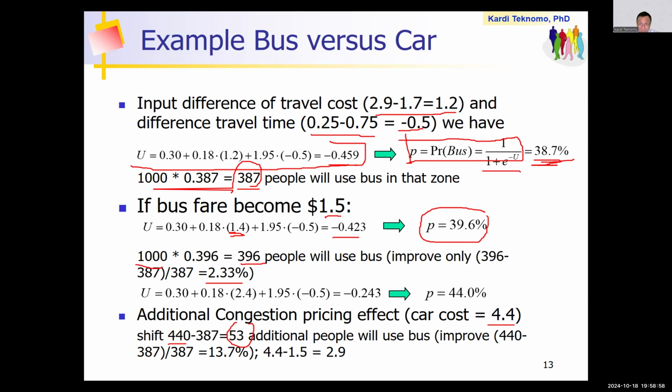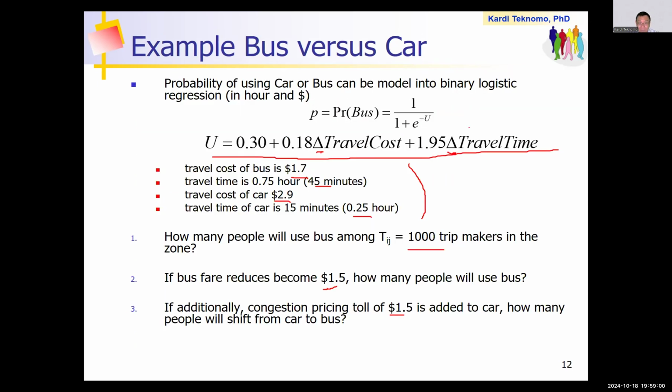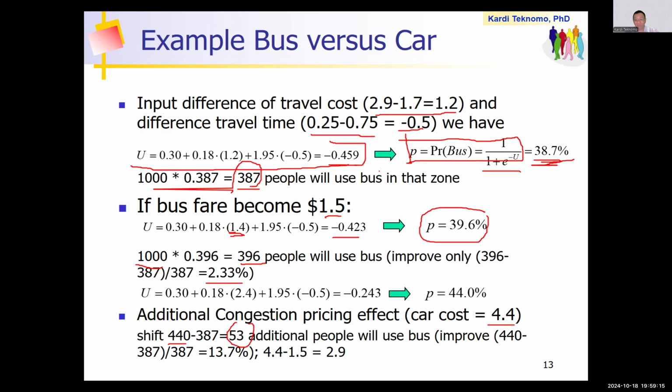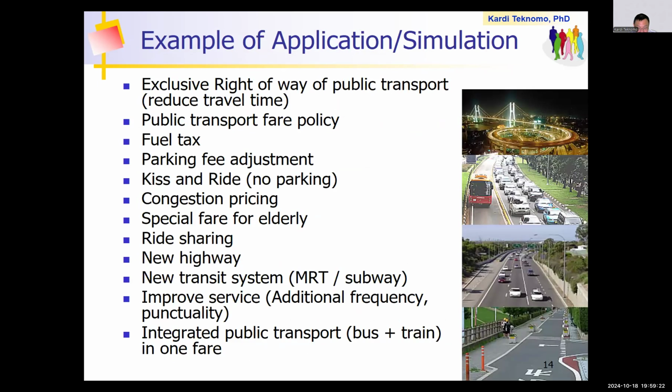So based on the simple logit model, if you have calibrated it already, you can actually get the scenario: what if I do this? What if I do that? These are examples of scenarios that you can apply based on the mode choice model.